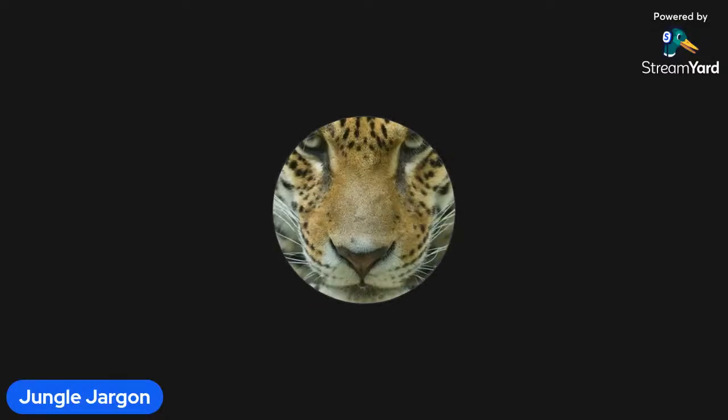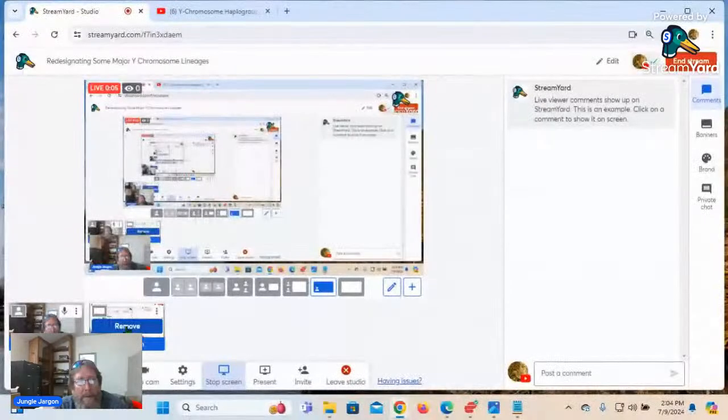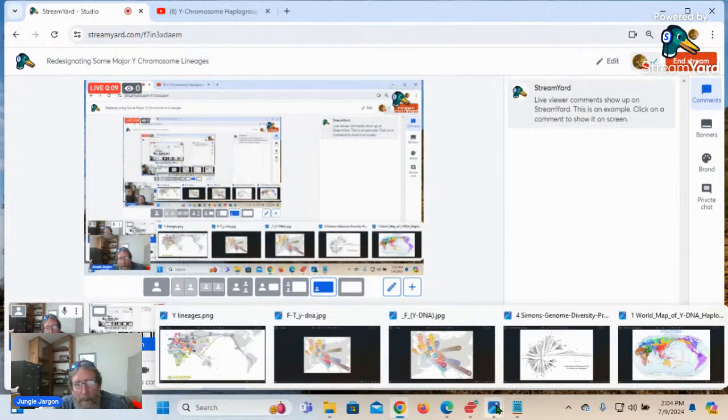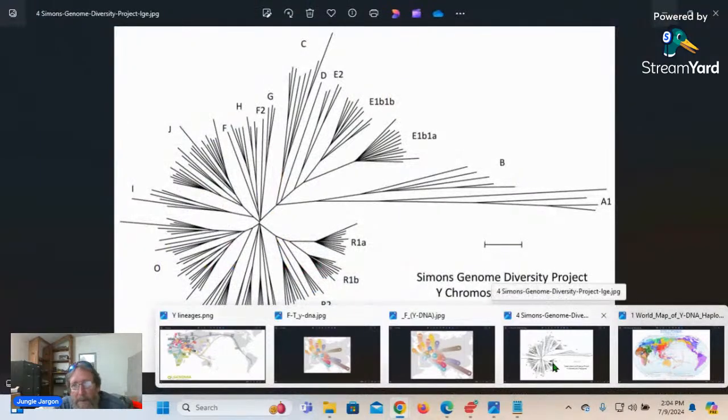Okay, here we go. I'm going to try to explain a little bit better some of my choices for the haplogroup lineages, maybe. So let's go ahead and get started. What do we have here? We'll start with the Simmons Diversity Genome Project.